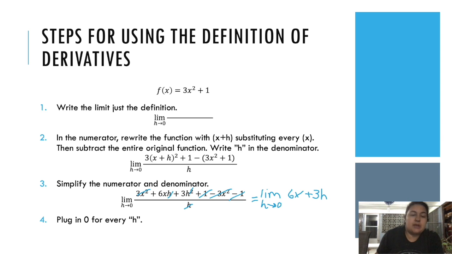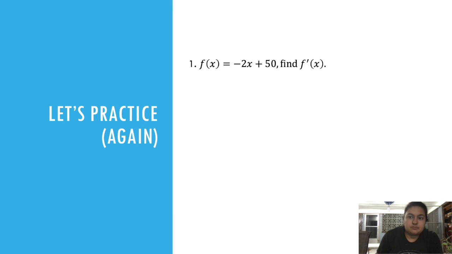Now I'm going to plug in 0 for every h value. And when I do that here, I see 6x plus 3h. I'm just plugging in 0 for that h, and 3 times 0 is just 0. So my answer will be 6x. So f prime of x is just 6x. That is the derivative of this function. Let's look at some more practice.